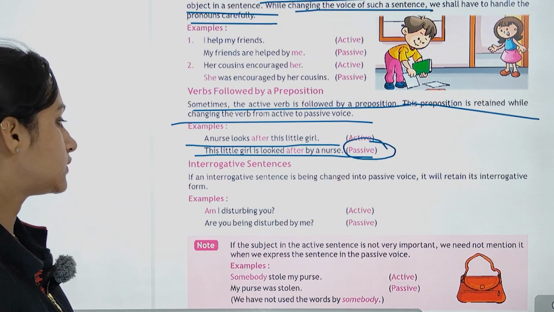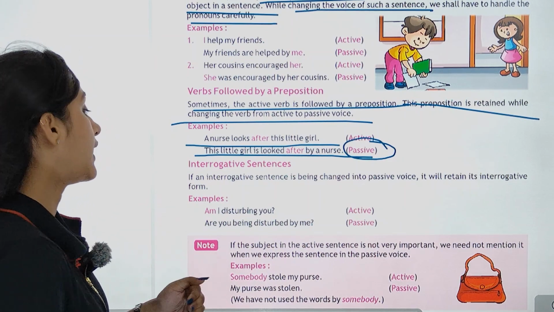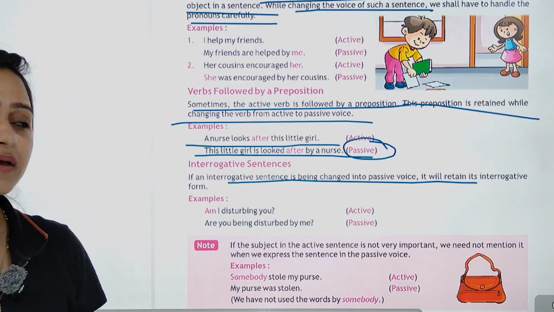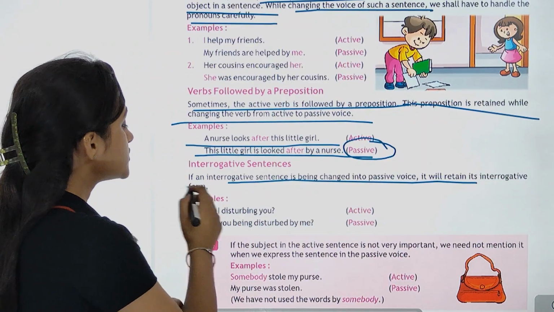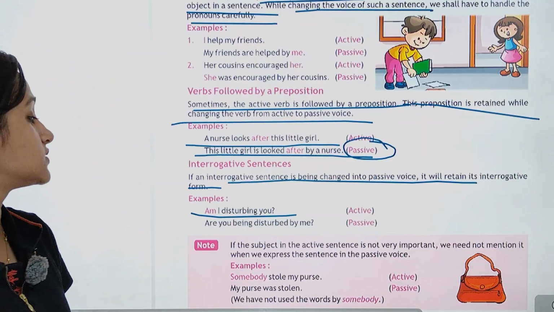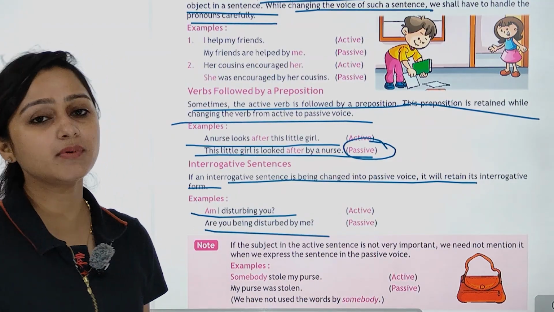Interrogative sentences क्या होते हैं, जिसमें questions put up होते हैं. An interrogative sentence is being changed into passive voice. वो change होता है passive voice में. It will retain into interrogative form like, am I disturbing you? क्या मैं आपको disturb कर रहा हूँ, active voice. Passive, are you being disturbed by me?